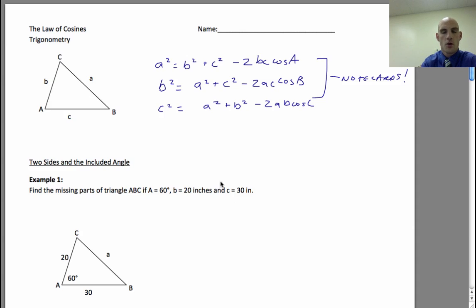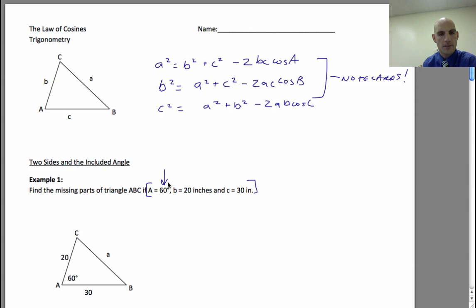In example 1, we're going to use one of these forms to help us out. We're going to find the missing parts of triangle ABC if A is equal to 60, B is 20, and C is 30. I've already filled those in for you. Well, we need to go ahead and find the missing parts. If we're going to try to do that, we need to be smart about the choice that we make.